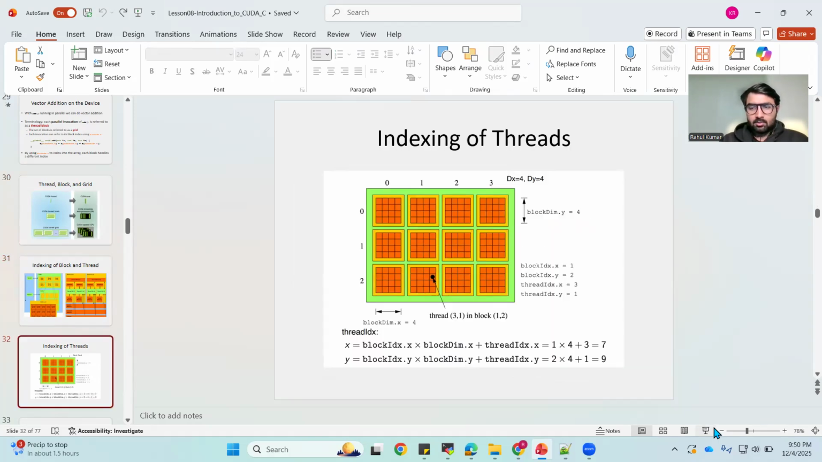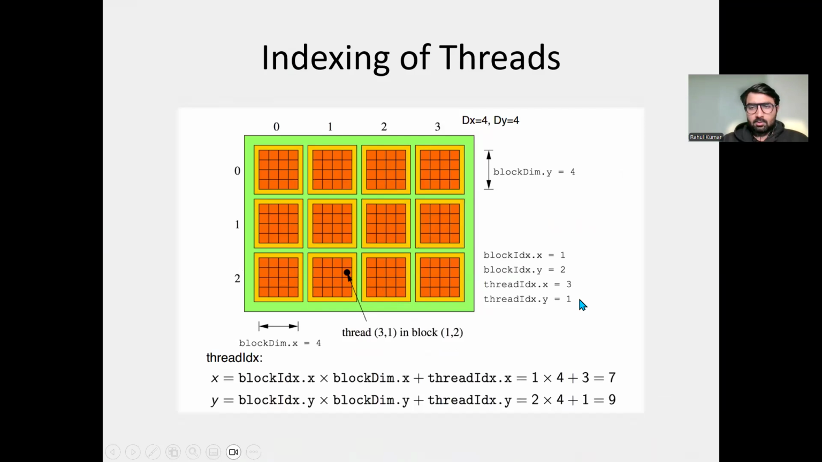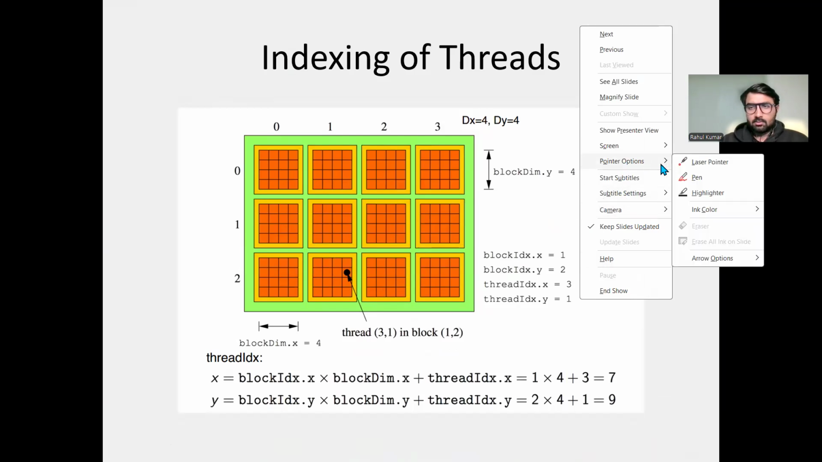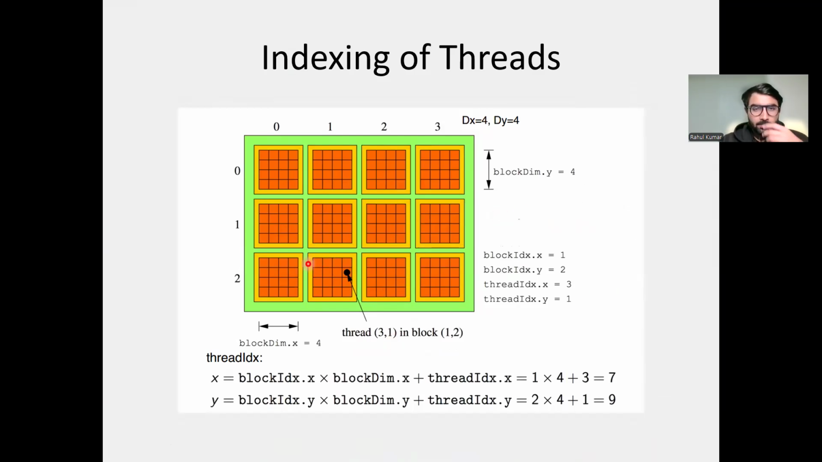Assume that you have this one. This is a grid in which you have multiple blocks, and each block has multiple threads. If you want to identify this particular position, you can access the block ID, that is 0, comma 1. So the block ID is 1. Then you have thread index. So what is the thread ID in this?